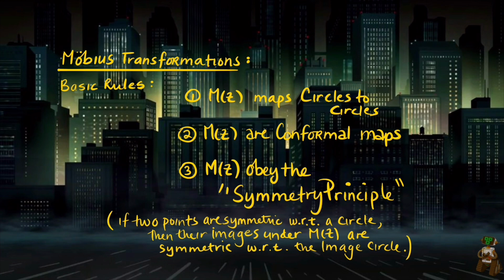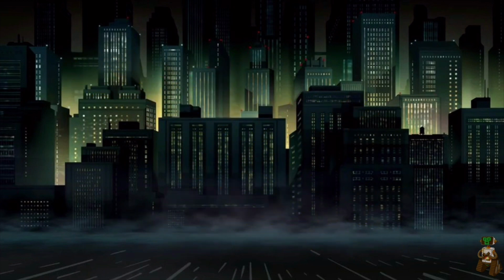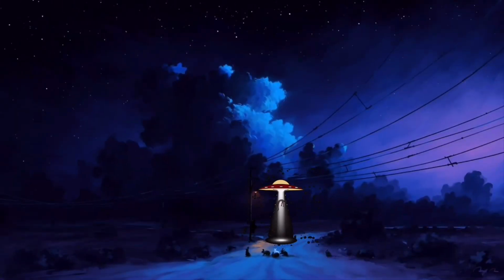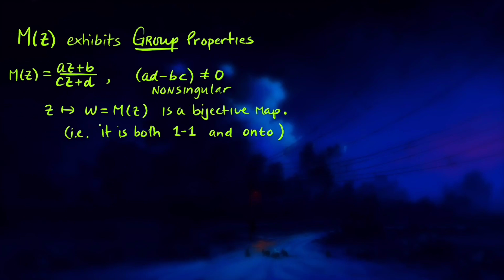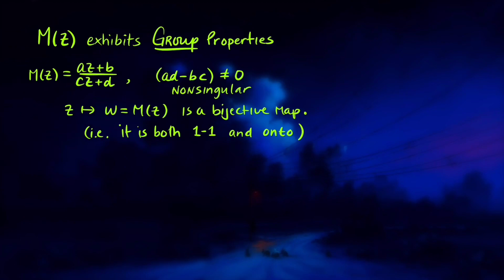Mobius transformations, it turns out, are very useful in the theory of complex variable functions. But we're not done yet. Mobius transformations have a lot more to give us. You see, Mobius transformations form what we would call a group. That is, they exhibit group properties. If M of z exhibits a group property, we first will require that it is non-singular, that ad minus bc is not equal to 0.